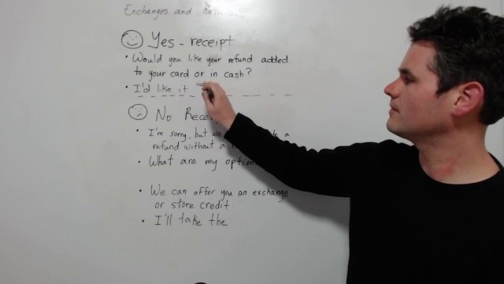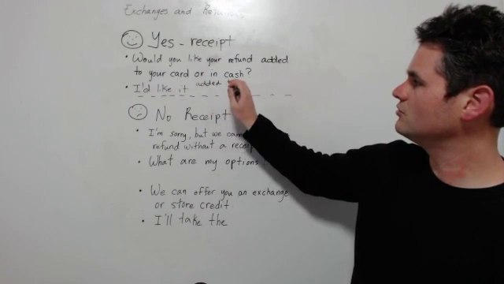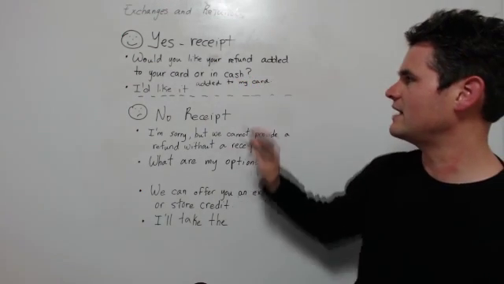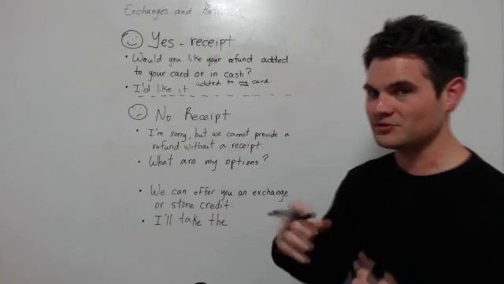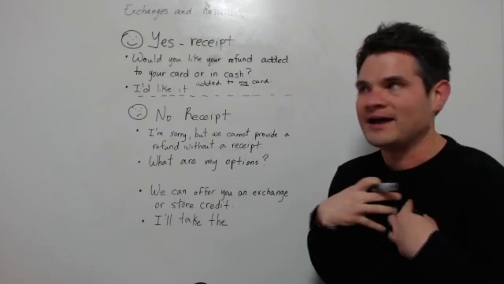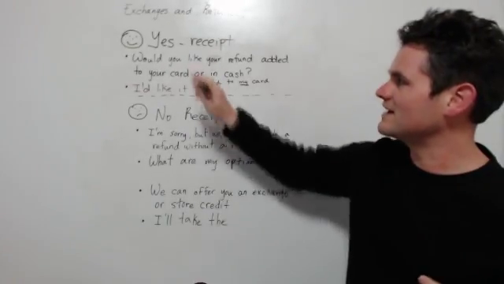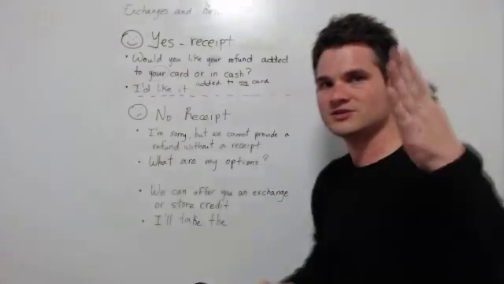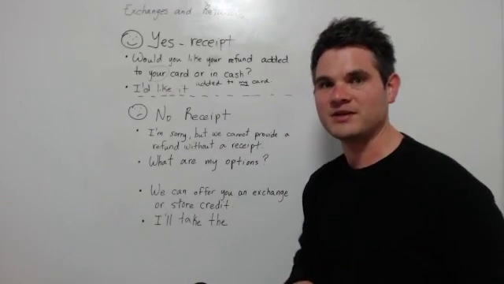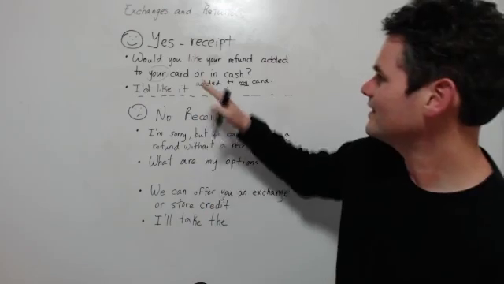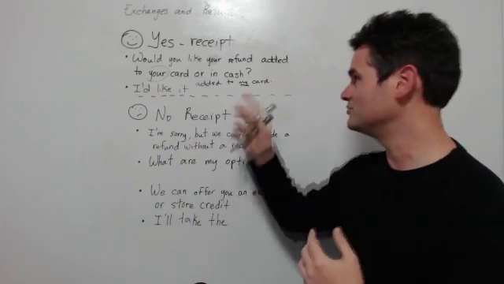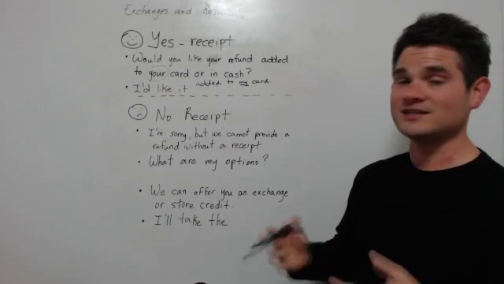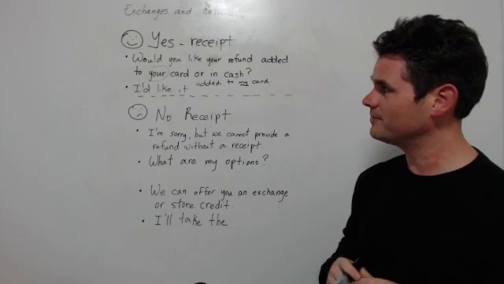added to my card. I'd like it added to my card. So we're using the possessive my because it's my card. The store clerk is asking, would you like the refund added to your card? So they are mentioning something that belongs to the listener, and the speaker is going to use the possessive my when they're talking about their card. So yes, I'd like it added to my card.